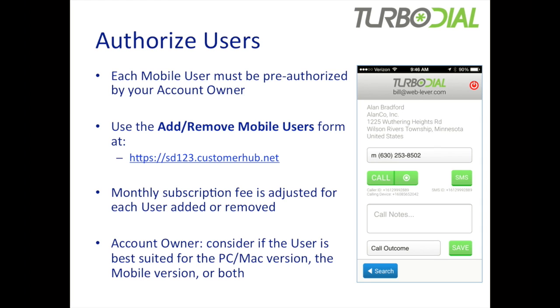So authorizing users. Before a user in your turboDial account can use the mobile version of turboDial, you will need to authorize them. And you do that by logging in to the turboDial account at the URL shown here and use the Add Remove Mobile Users form that you can find in your account. As you know, anytime you add or remove users in your account, your monthly subscription fee is adjusted. So as the account owner, you should consider for each user in your account if that user might be best suited for the PC or Mac version of turboDial or the mobile version of turboDial, or in some cases they may need access to both versions of turboDial.